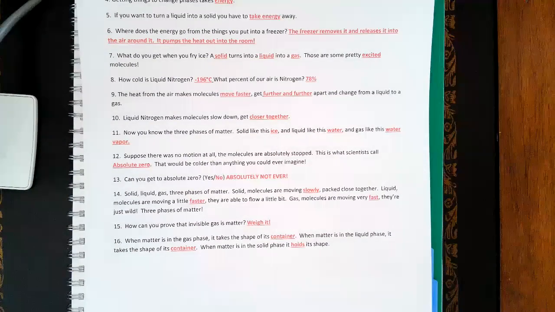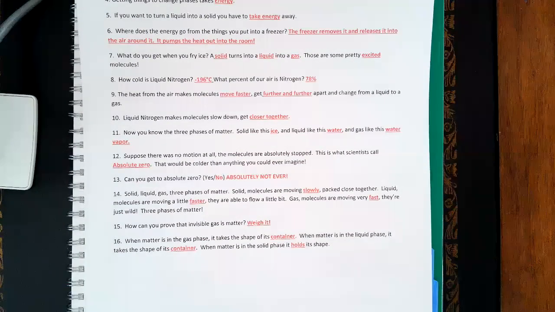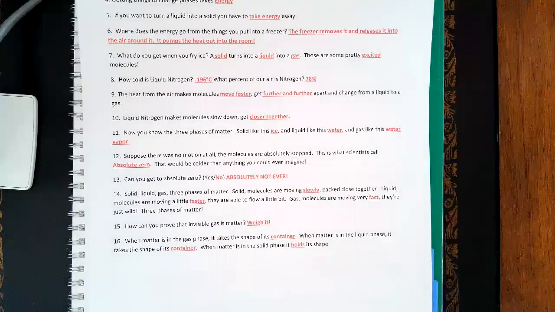Solid, liquid, gas are three phases of matter. Solid molecules are moving slowly. They're packed really close together. Think pre-COVID, right? If you've ever been to a theme park or somewhere with a lot of people and you're packed like sardines trying to get somewhere, all kind of shuffling.